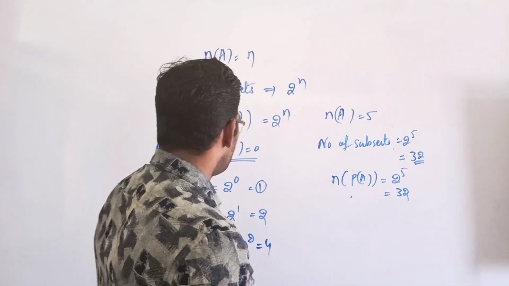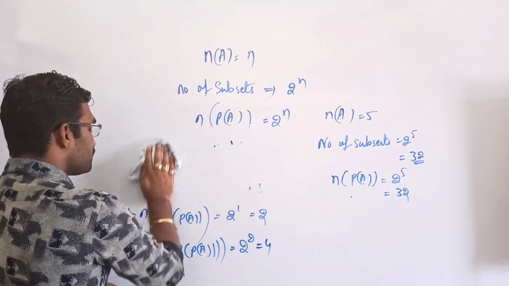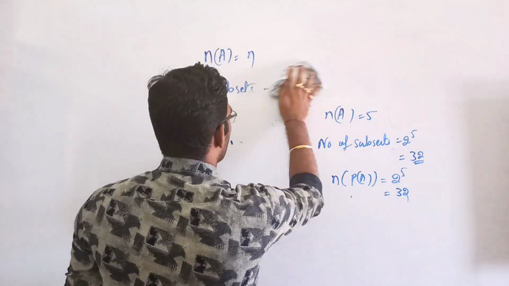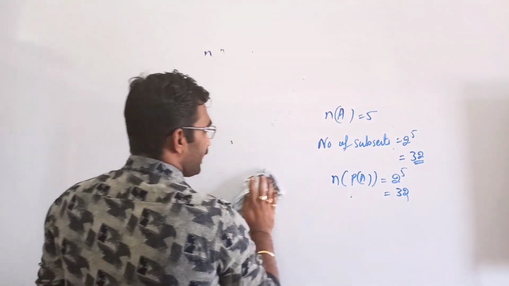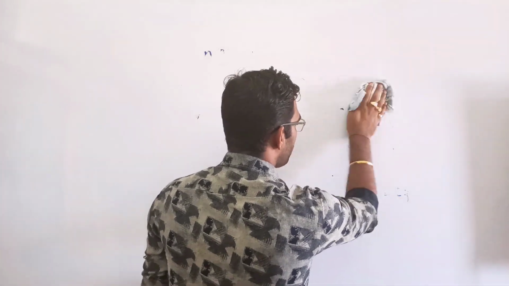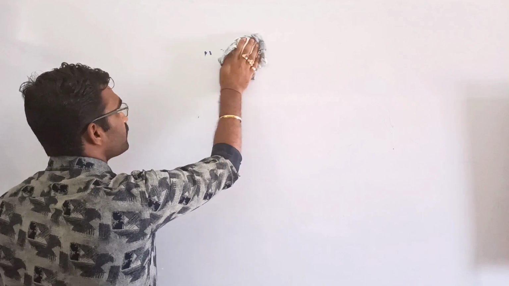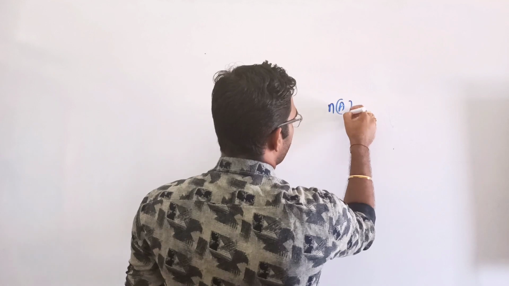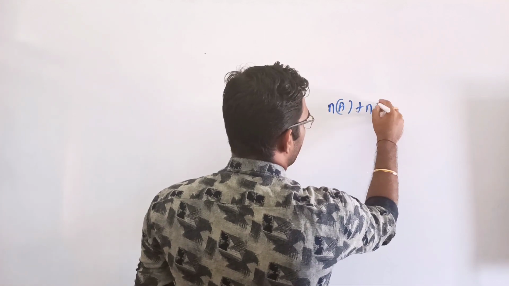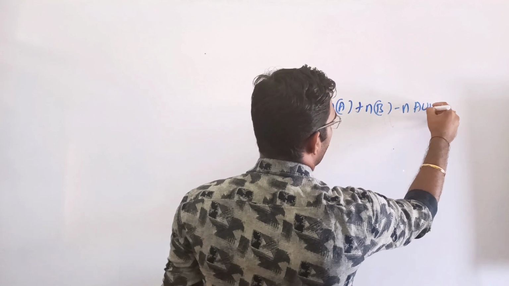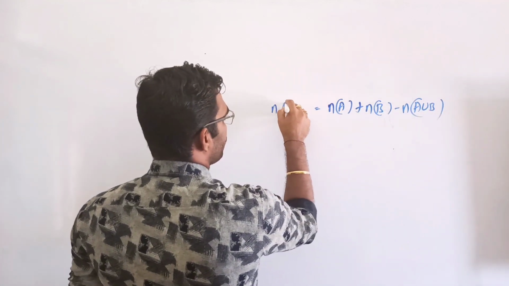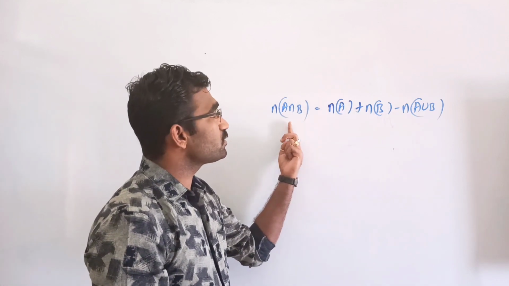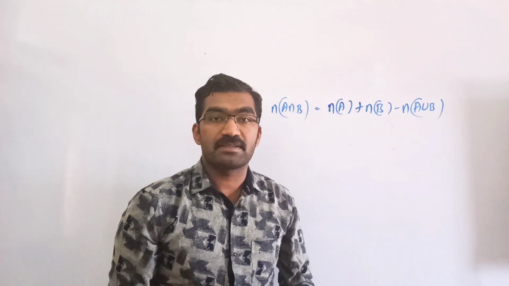So this is how we find the number of subsets. Again in sets, there are famous questions which will be asked based on the formula n of A intersection B is equal to n of A plus n of B minus n of A union B. That is what we are going to discuss now. The formula is n of A plus n of B minus n of A union B, which equals n of A intersection B. You can interchange this also: n of A union B is equal to n of A plus n of B minus n of A intersection B.